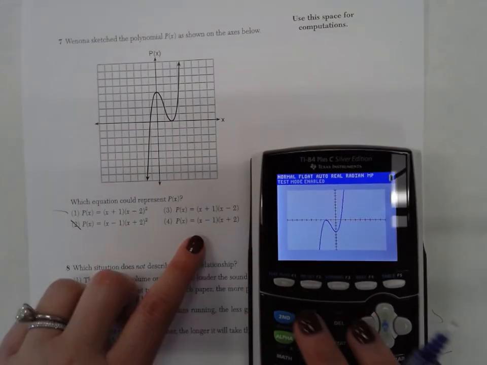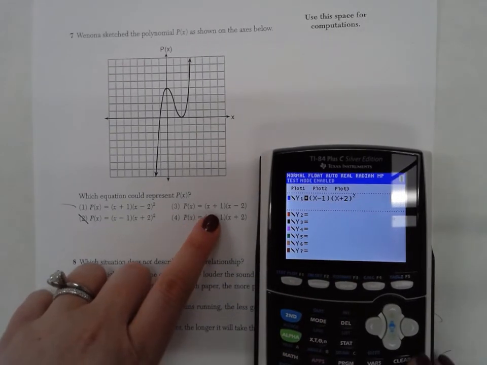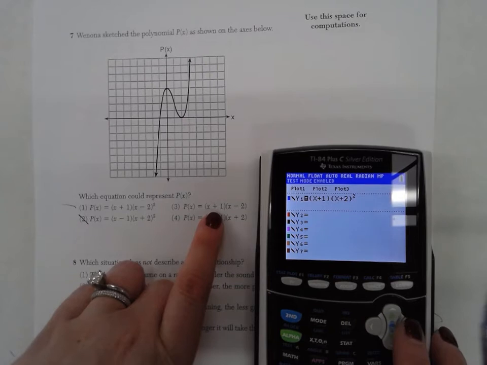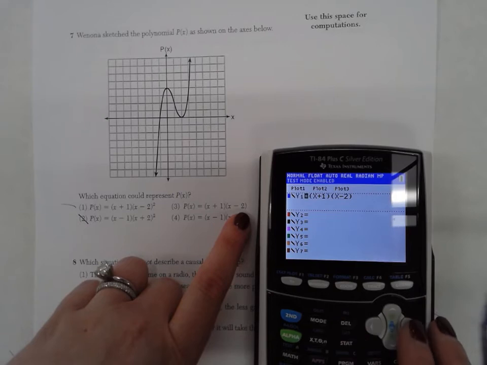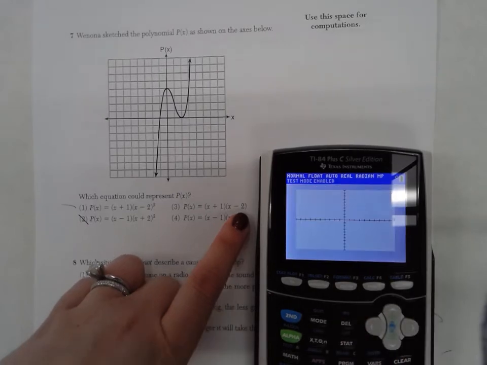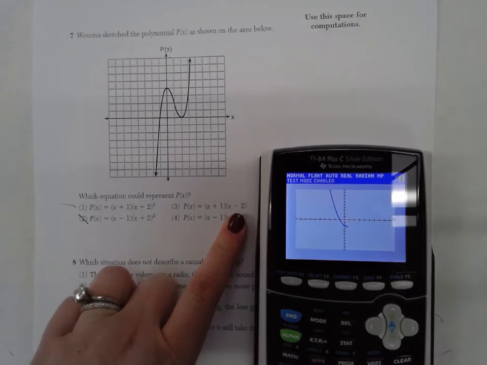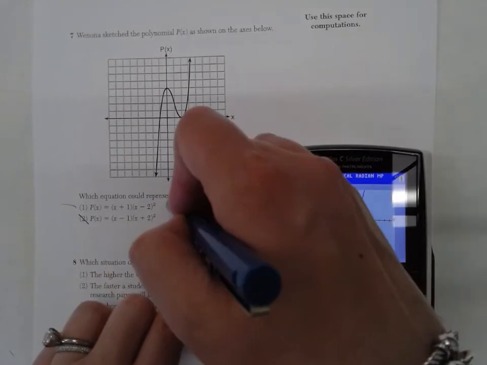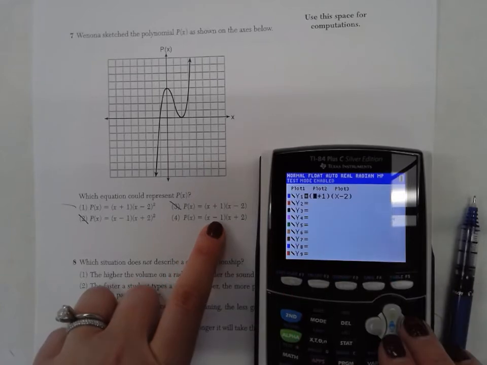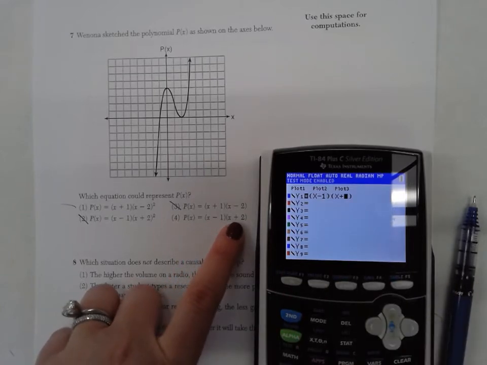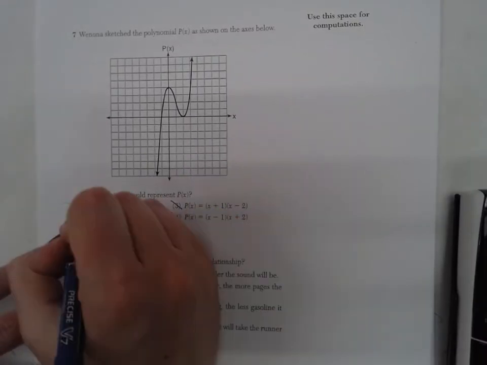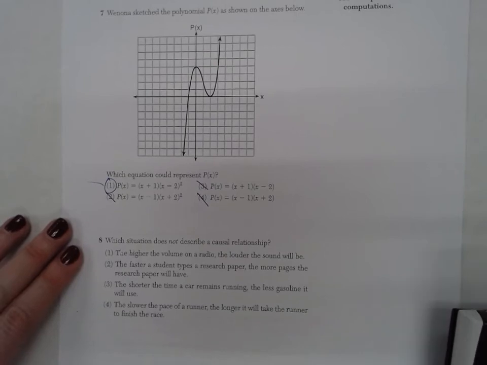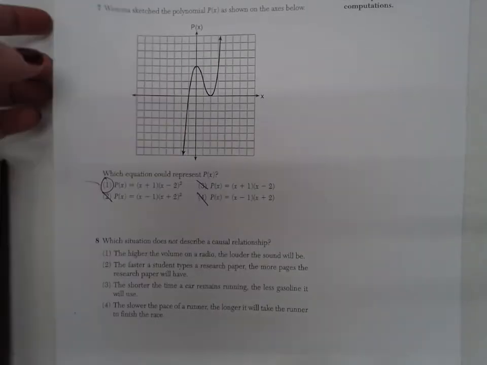Choice 3, if you look at choice 3, it has x plus 1, and then it has x minus 2, but it has no squared. So I'm going to take that off. Okay, definitely not choice 3. Choice 4, x minus 1, x plus 2. And I'm going to graph that. And it's definitely not that. So again, I'm going with choice 1. When you're matching on a calculator, you kind of want to take a look at all of them just to make sure you're not missing any little detail.